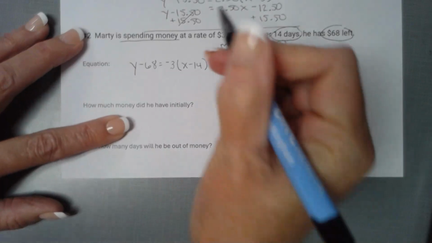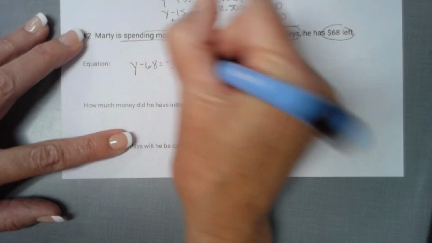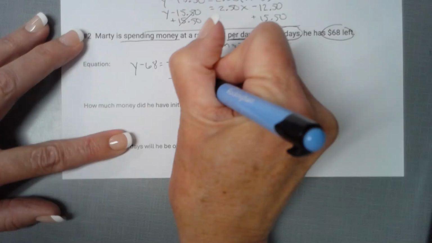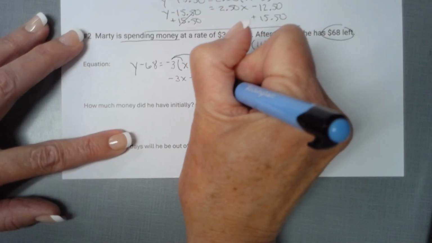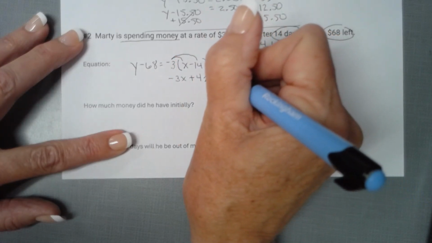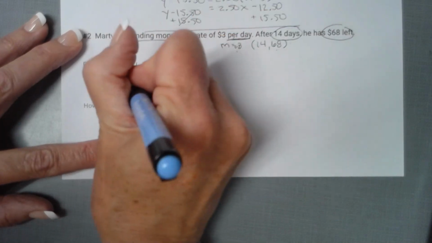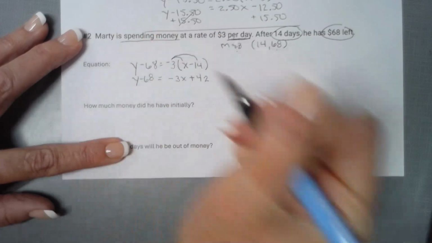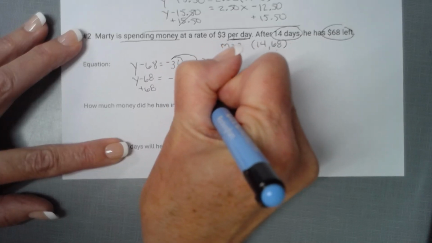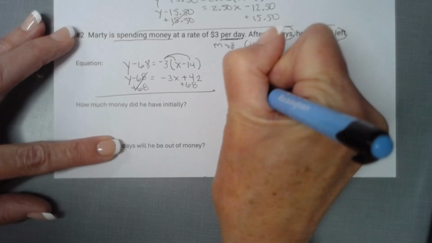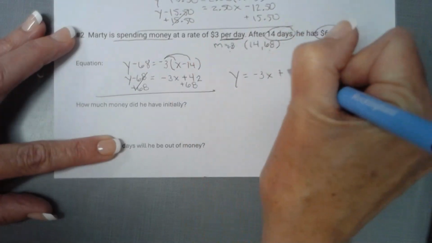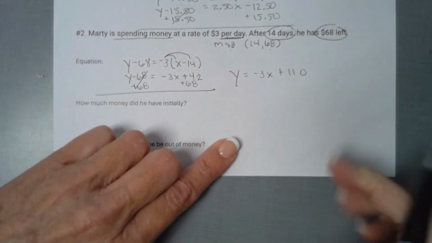Okay, so let's simplify. Negative 3 times x is negative 3x. Negative 3 times negative 14, I know that's going to be positive. Let's see, 12 is $42, pretty certain. Okay, bring this down. Okay, we're going to add 68 to both sides. And we get y equals negative 3x plus 110, I think that's $110 there. Okay.